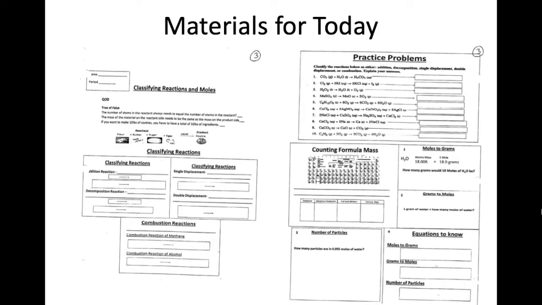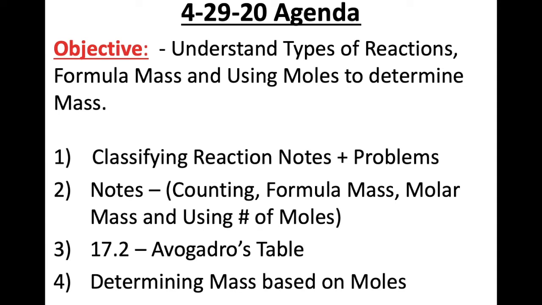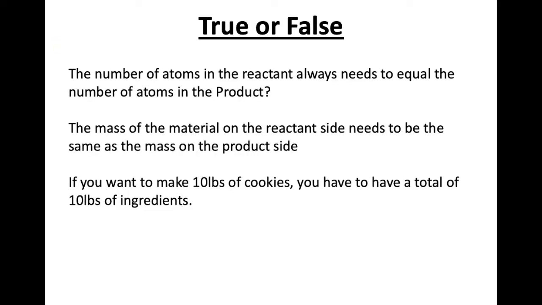Here are the materials you're going to need for today. It is number 3 in your take-home packet, the stapled-together one that says classifying reactions and the mole. So you should have these 2 pieces of paper out today to take some notes. Here's our agenda. We want to understand different types of reactions, formula mass, and using moles to determine that mass. We're going to do some notes, and we're going to work on some practice problems together.